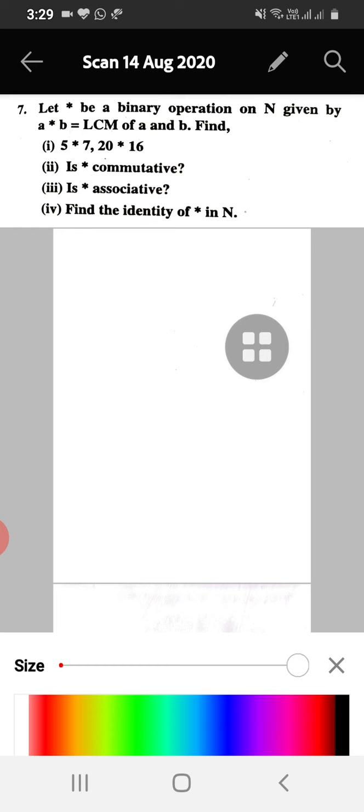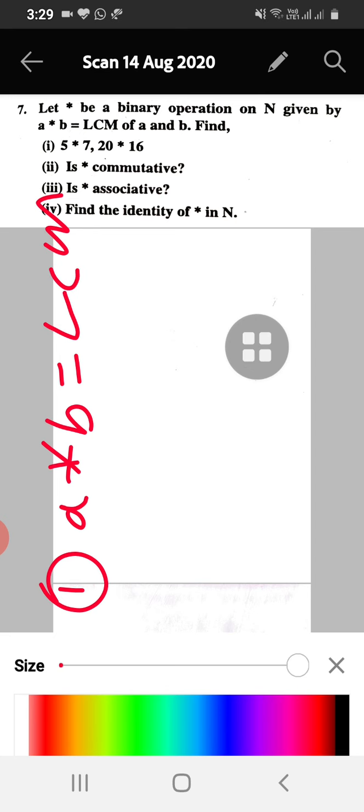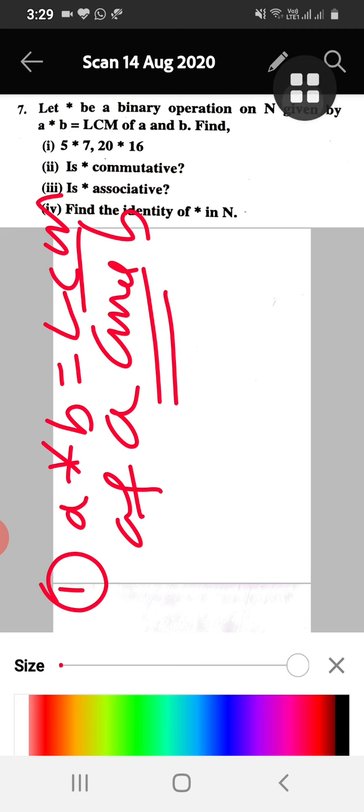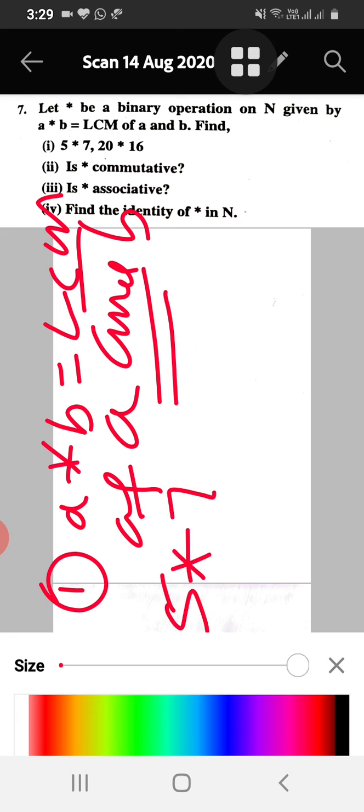So what we have to do here is first find 5 star 7 and 20 star 16. Let us work out the first one. What is a star b? A star b is given as LCM of a and b. This is very important. Then we have to find 5 star 7. This is very simple. Here, in 5 star 7, this is a and this is b.